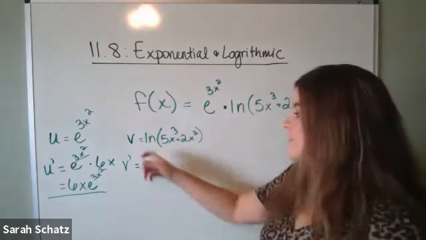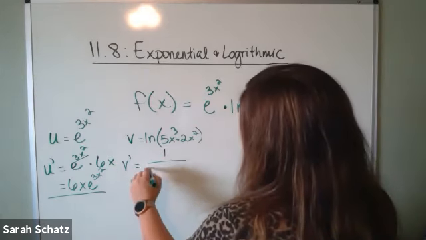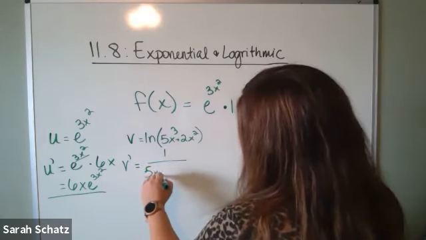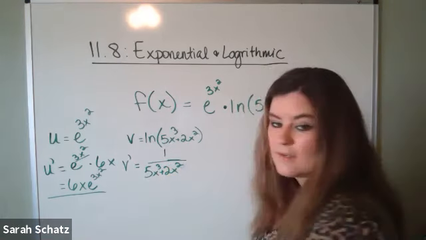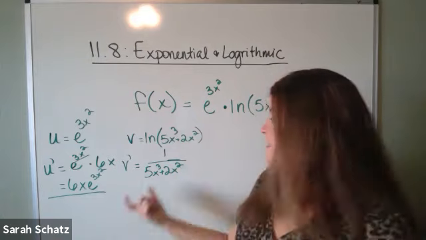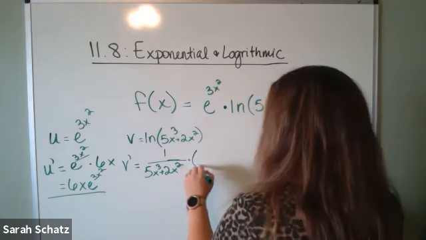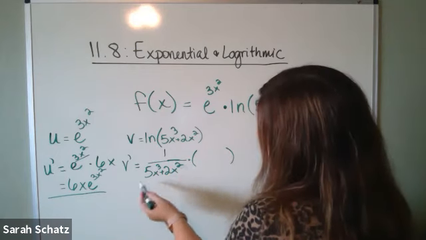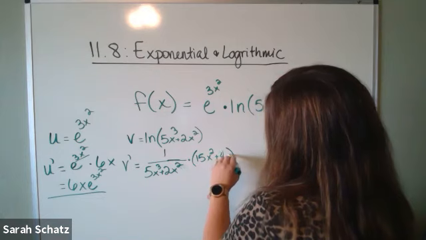So remember, you have the natural log of something. You want to take the derivative, it becomes 1 over that thing. So I have 1 over 5x cubed plus 2x squared. Remember, that stays exactly the same. And then chain rule. Take the derivative of this. So I'm going to tack on to the end the derivative of all this, which is 15x squared plus 4x.